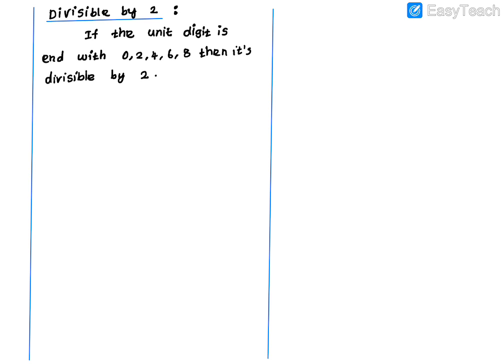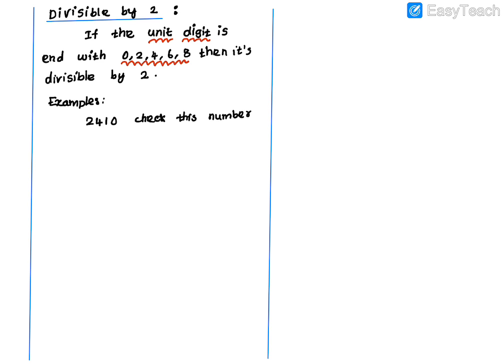I'll give some examples, you just note them. First, check the given number 2410. Check whether it is divisible by 2 or not. In the divisibility rule, the unit digit must end with either 0, 2, 4, 6 or 8. If it ends with any one of these, then it is completely divisible by 2.